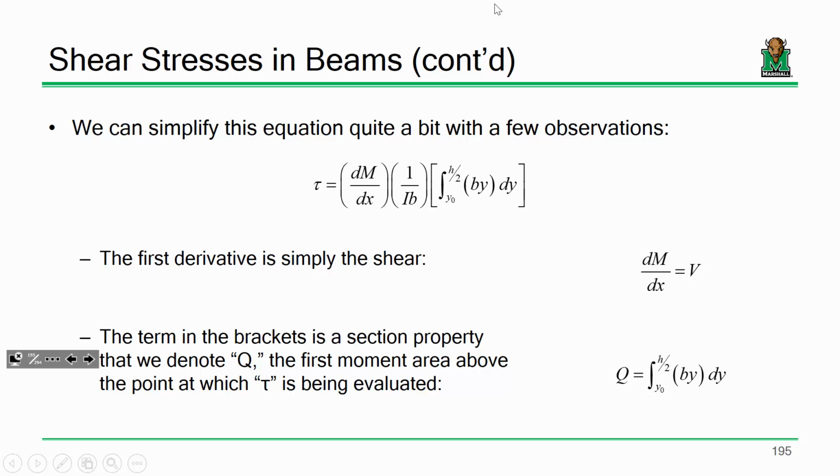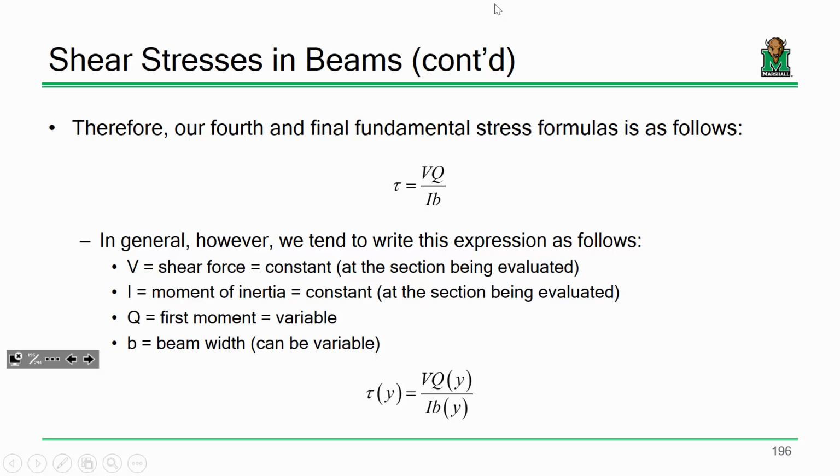So what I'm going to do is this. I'm going to say this is shear, that's V, and then this term inside the brackets is a section property, just like the moment of inertia, just like J, just like all these different section properties that we've been computing. That is essentially a first moment of area, an area times a distance. So we tend to call that Q in our world, Q being the first moment of area, where we're trying to find that shear stress. So, lo and behold, we find our fourth fundamental stress formula.